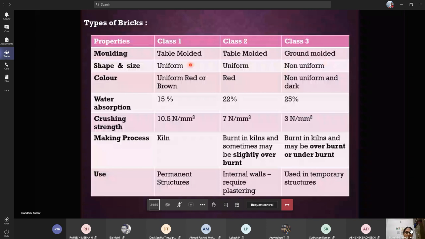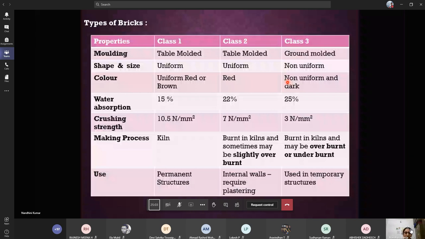Okay. The shape will not be uniform when it is handmade. One will differ from the other if they pack it with their hand or with a trowel or something. Each shape will differ from the other. For the color, class one is uniform red or brown, and class three is non-uniform and dark.